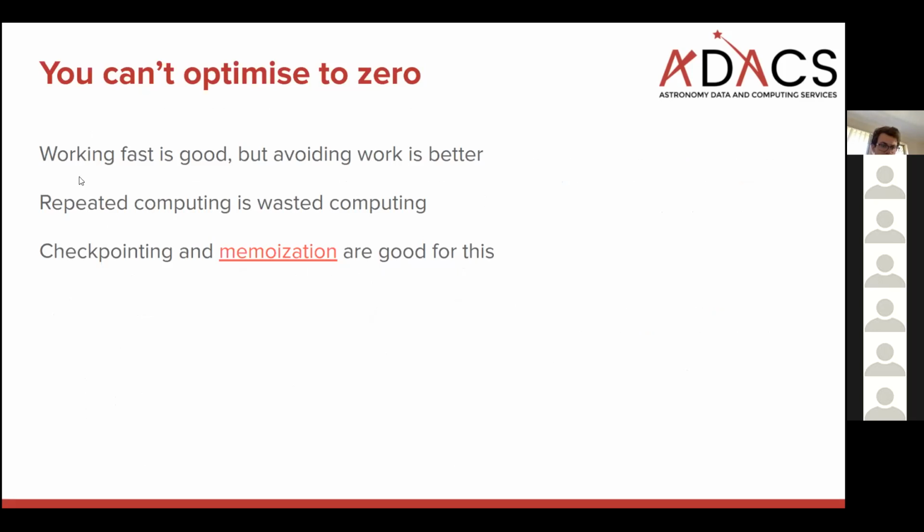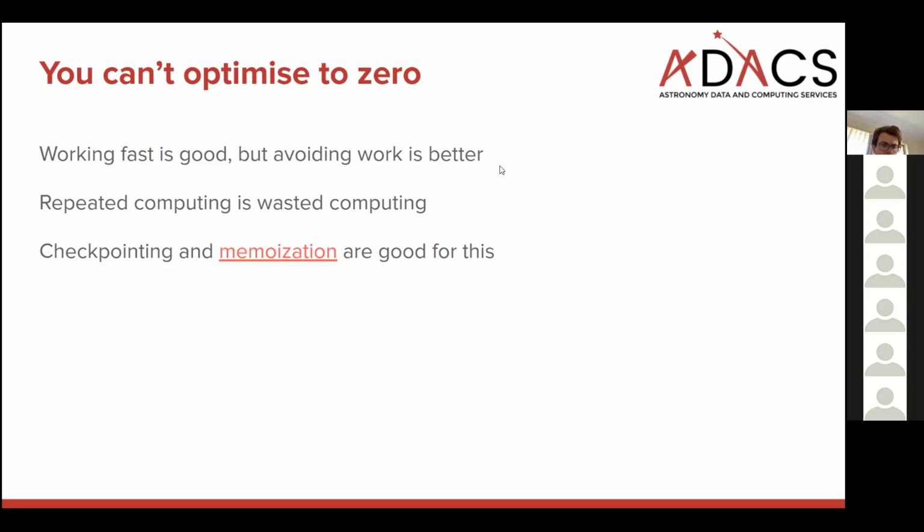Something that I think Adam mentioned in the panel discussion is that you can't optimize to zero. You're never going to have zero resource usage. The only way to have zero resource usage is to not do the work. So what I'm saying here is that working fast is good, but avoiding work is better. So don't repeat work that's already been done.